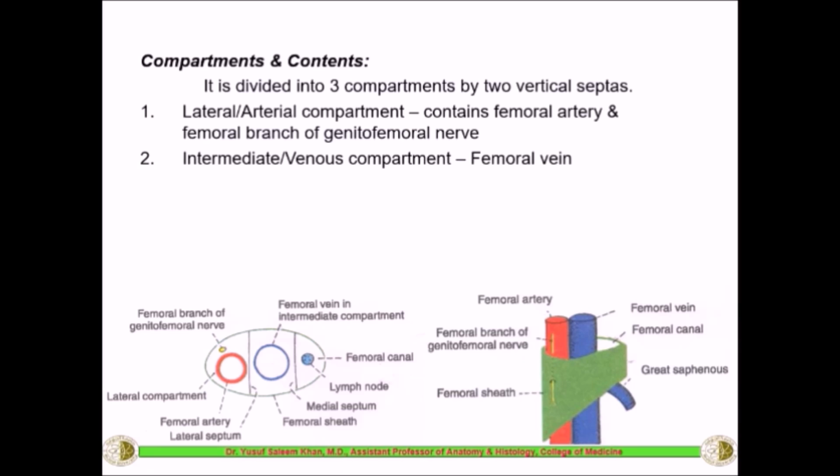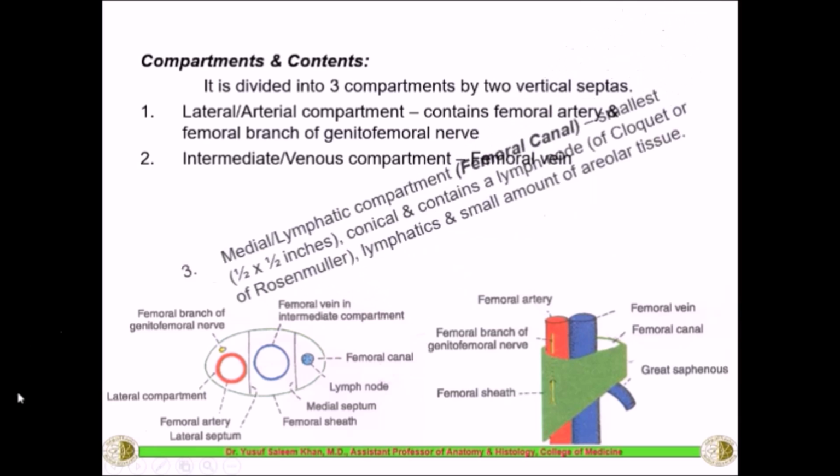The second compartment medial to that is the intermediate compartment, also called the venous compartment because of the presence of the femoral vein. Here you can see this is the femoral vein. So this femoral vein is present in the intermediate compartment, also called the venous compartment.